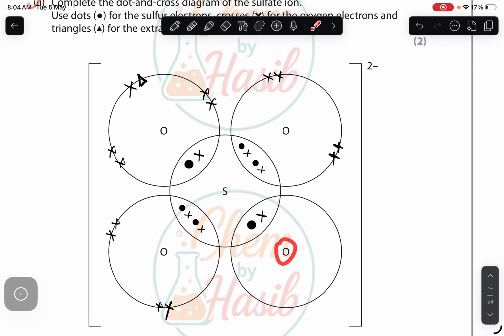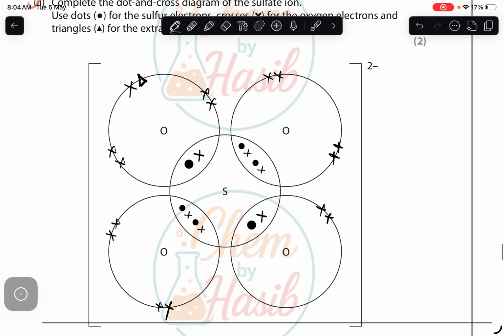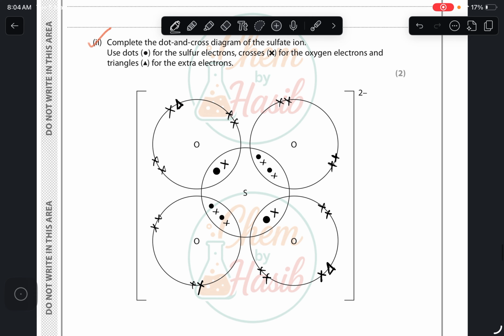For this extra oxygen atom also, it has only 1 cross, that is the first one. Then we have the second cross, the third cross, the 4th, the 5th, and the 6th. 1, 2, 3, 4, 5, 6 crosses. So this oxygen is short of 1 electron, so it will get an extra electron from outside, and that is the correct dot and cross diagram of this anion, the sulfate ion.